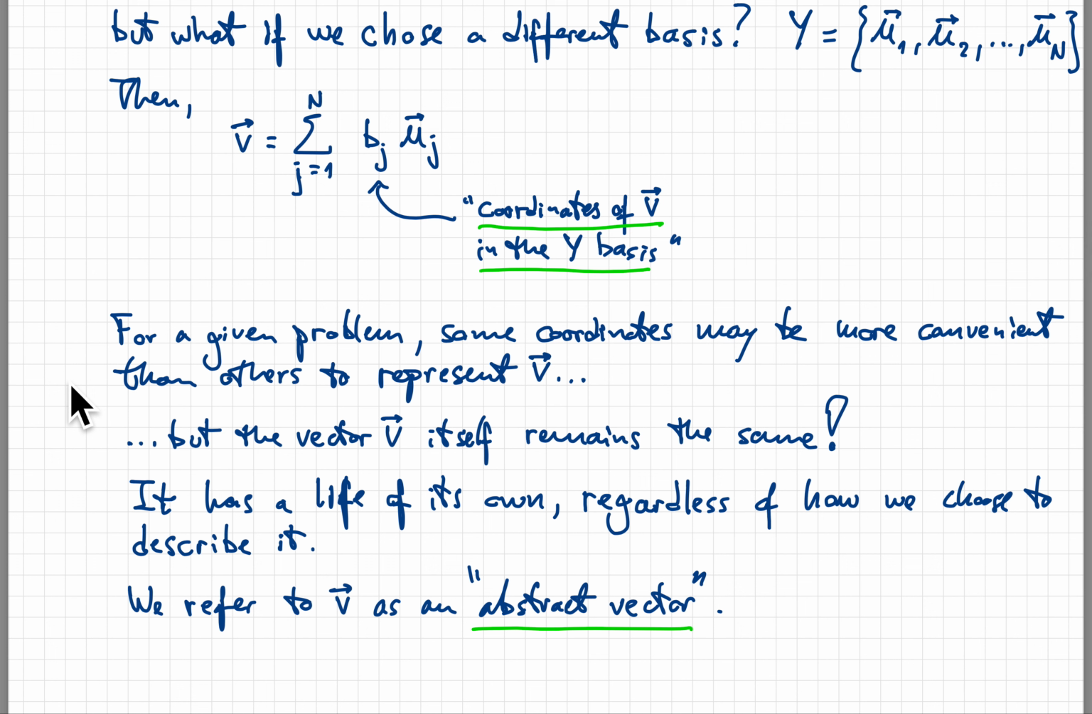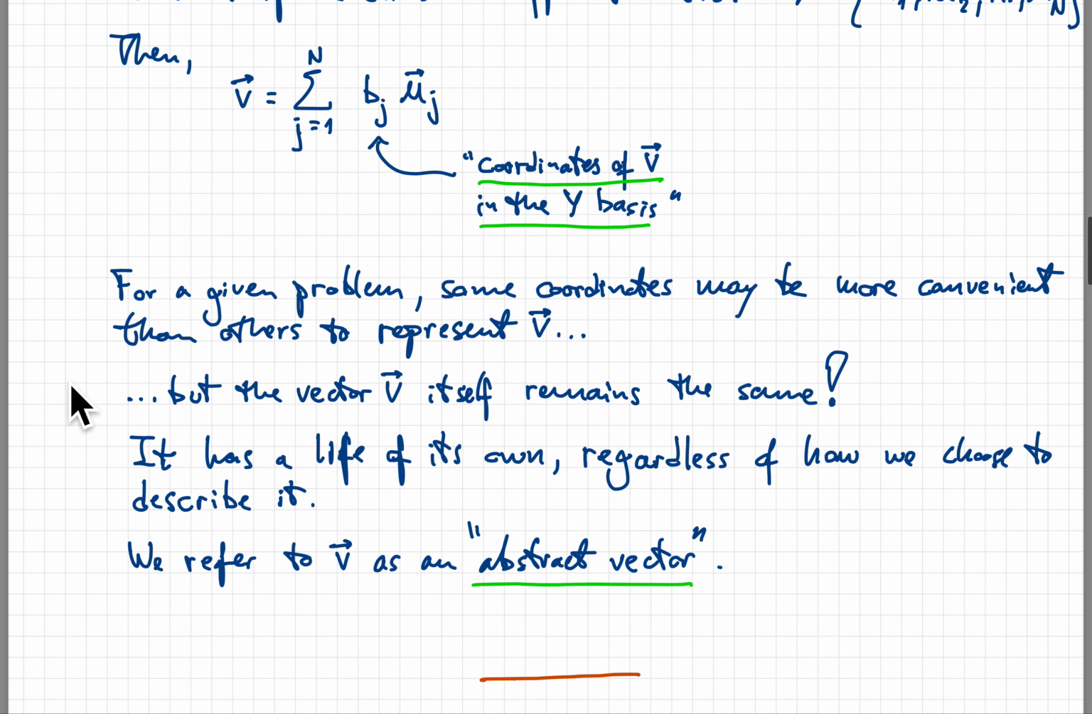If we want to be specific, we can choose a set of coordinates, a basis that is, and we'll have some coordinates, but otherwise it's just v itself. And the v, then, we refer to as the abstract vector.